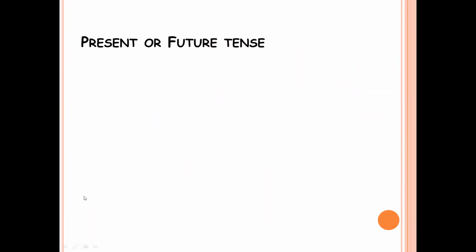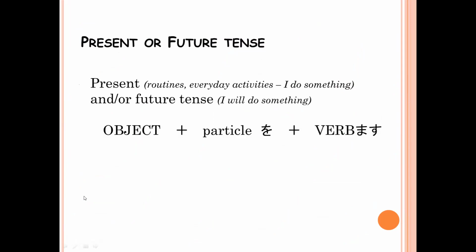Present or future tense. In the case of present or future tense, how do you frame the sentence? Object plus a particle. There are several particles available in Japanese, just like in English we have "is," "the," and all those things. In the same way, Japanese also has many particles. Regarding particles, a separate lecture will be given. So it is object plus particle plus verb with the masu form that you have to write.